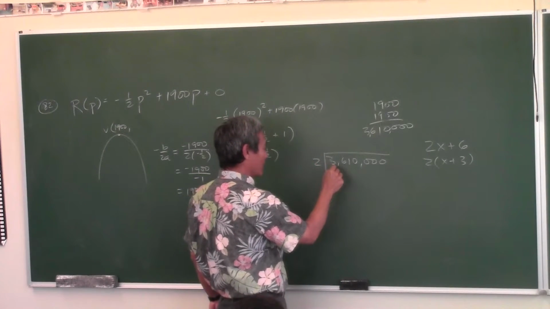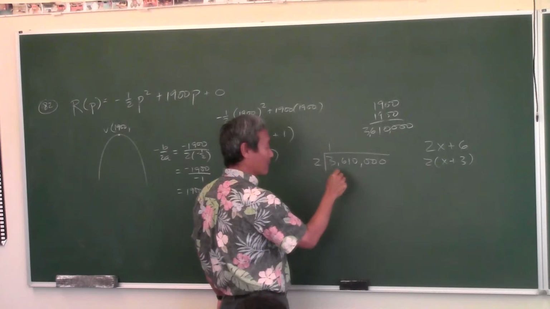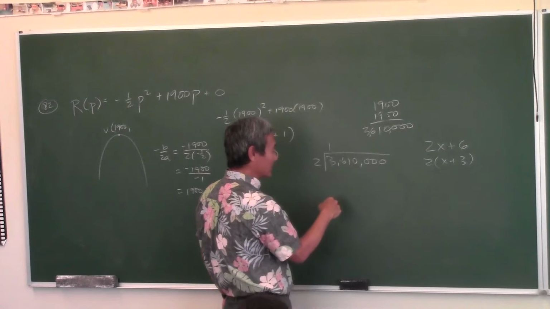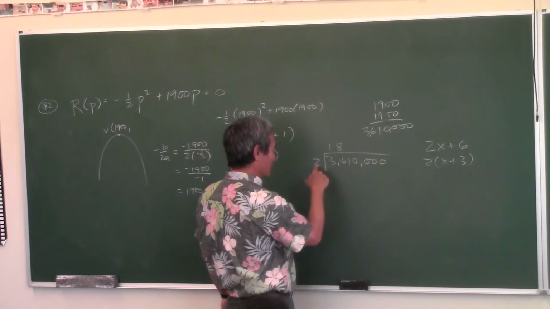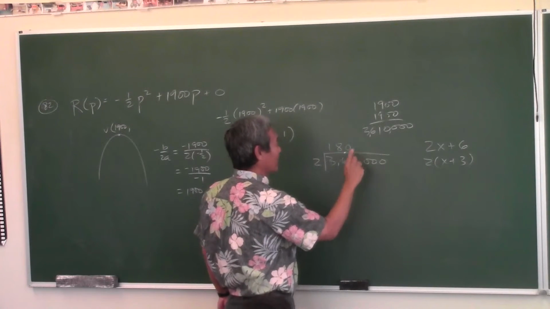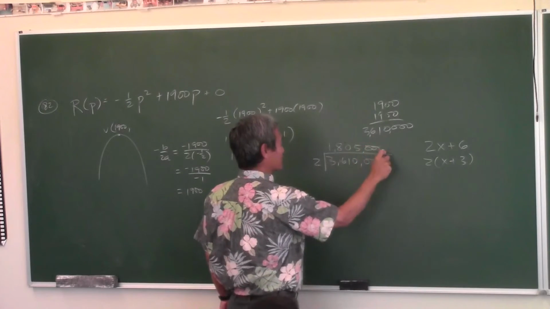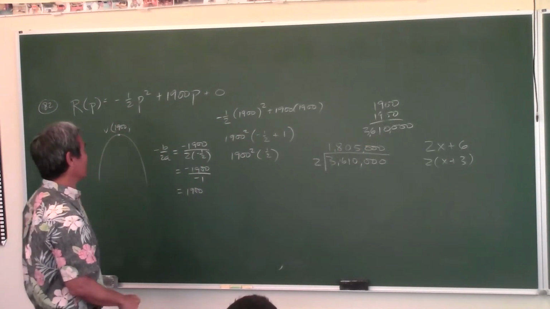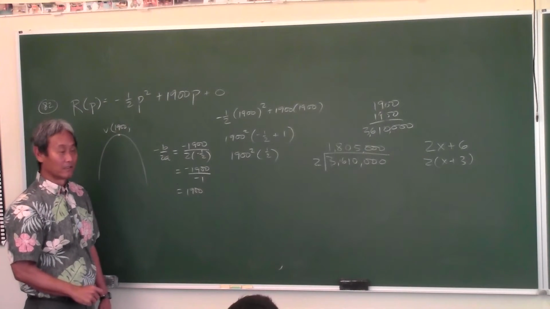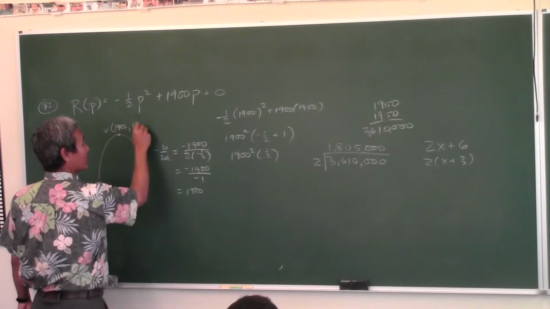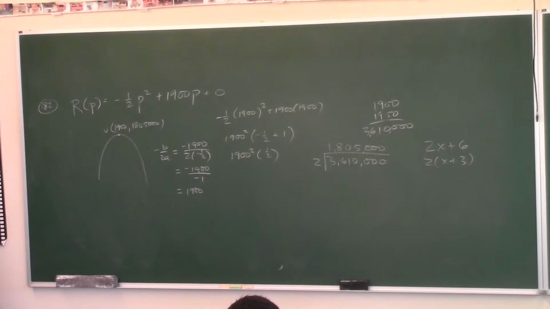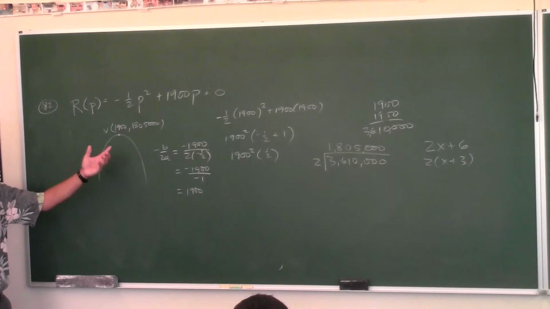2 goes into 3 one time. How much remainder? 1. 2 goes into 16 8 times. 2 goes into 1, no can. So 2 goes into 10 5 times, and then the rest is all zeros, right? So what are you trying to tell me, Mr. Parker? I need a calculator. Is that what you're trying to tell me? Okay, there's the vertex right there. Now once you find the vertex, you should be able to answer all the questions.